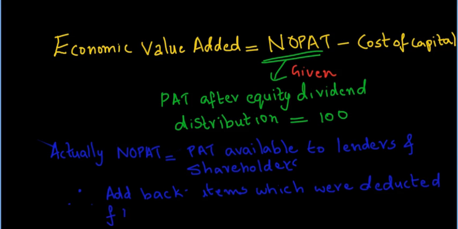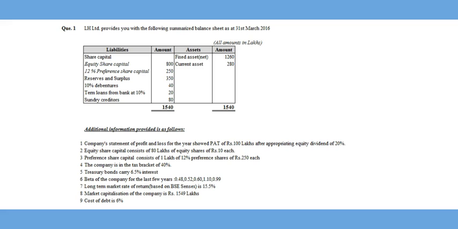Hence, we need to add items which were deducted from the PAT to arrive at NOPAT. The question says that this profit is after deducting dividends paid to equity shareholders. We know that equity shareholders are normally paid dividends only after paying the preference shareholders, if any, since more preference has to be given to the preference shareholders than equity shareholders as per Companies Act.